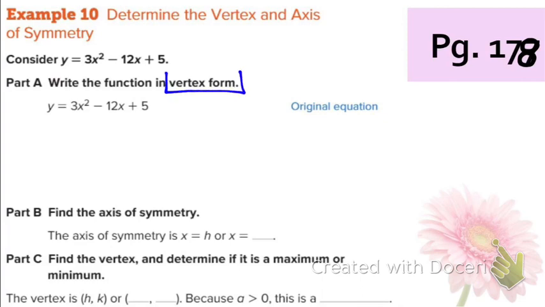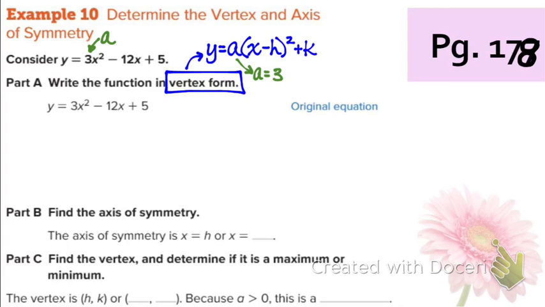If I'm going to write it in vertex form, what pieces do I need? B, A. I don't need B. I need A, H, and K. Do we know any of those parts? We know A. What is A? 3. This is A, so I have that already. A is 3. I'm still needing H and K. How do I find H?